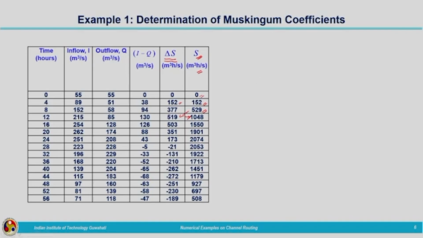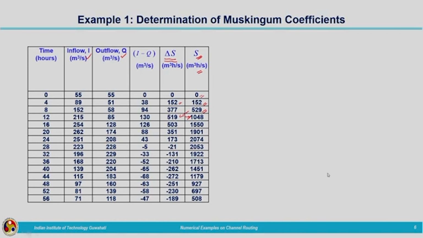Now, what we want to plot? We want to calculate the value corresponding to xi plus 1 minus xq. I and q are here. Now, we need to assume the values corresponding to x. We will consider different values for x between 0 and 0.5. After that, we will plot the curve. Then we will finalize which value of x will be suitable for this data set.